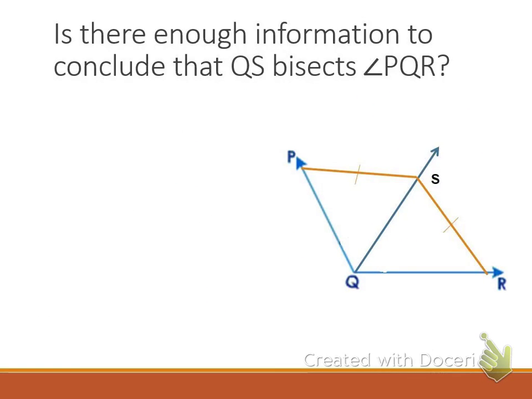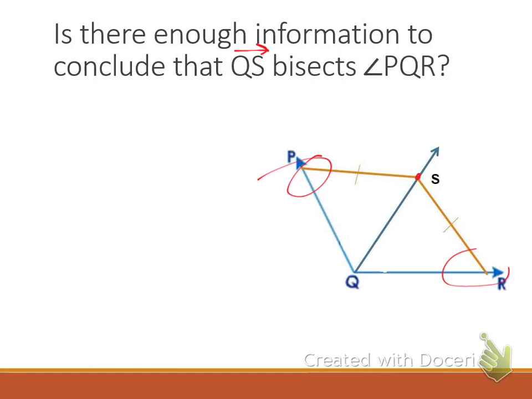Is there enough information to conclude that ray QS bisects angle PQR? Well, again, that would require S to be on the angle bisector. And by the converse of the angle bisector theorem, we would have to know that S is equidistant to the two sides. And we want to make sure that we're measuring the distance the same way to both sides. And that means it needs to be at a perpendicular.